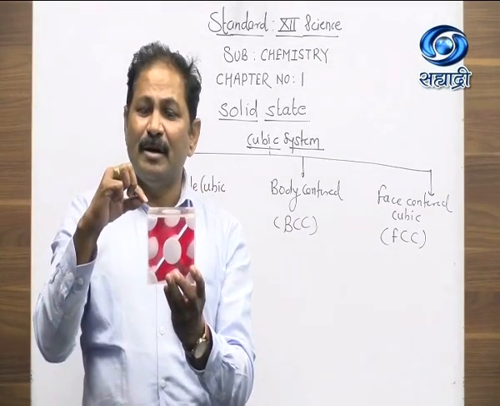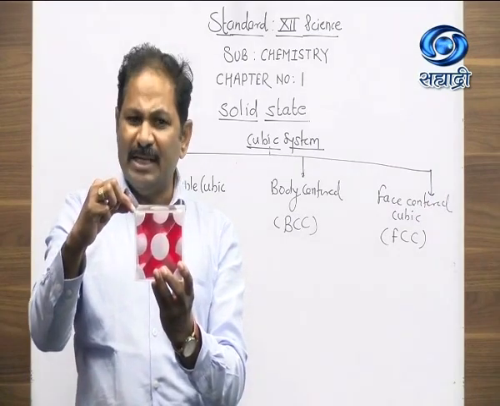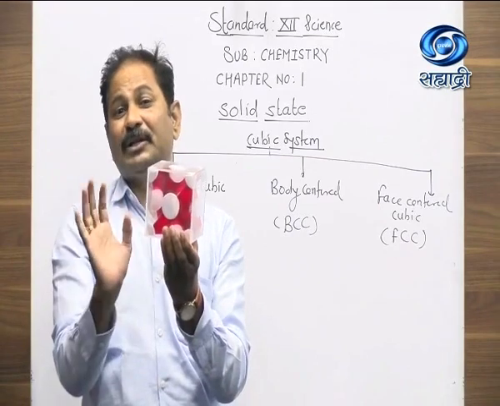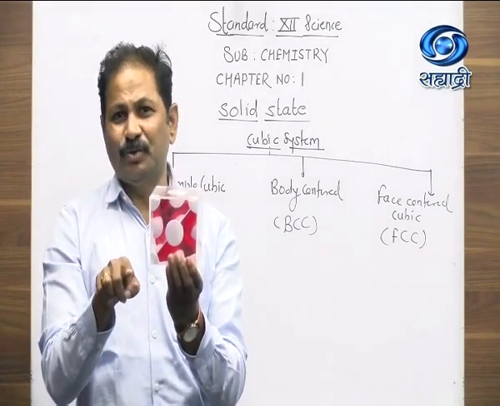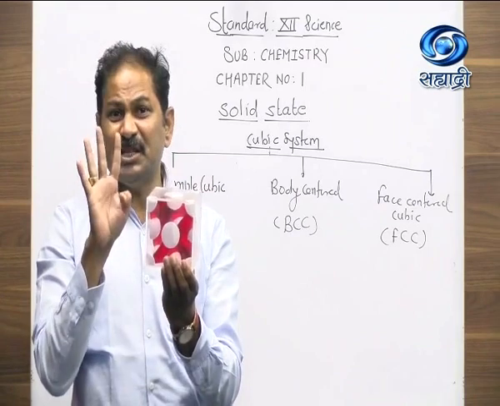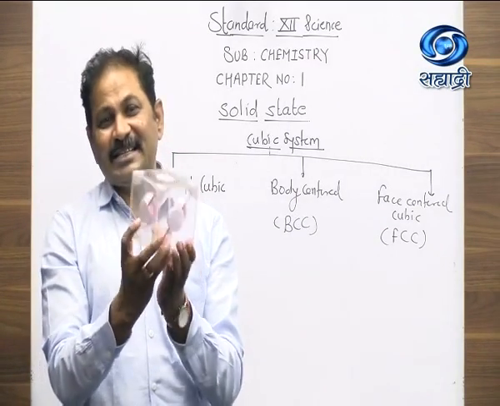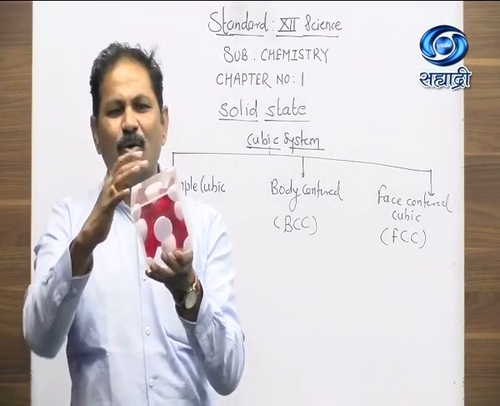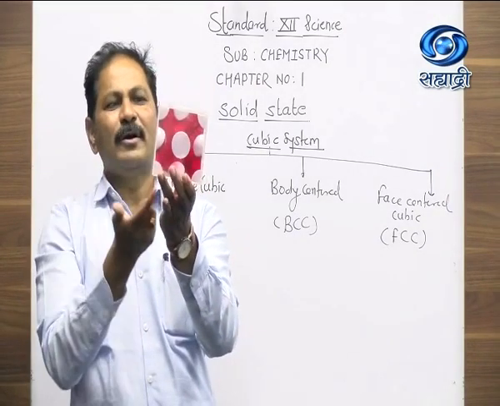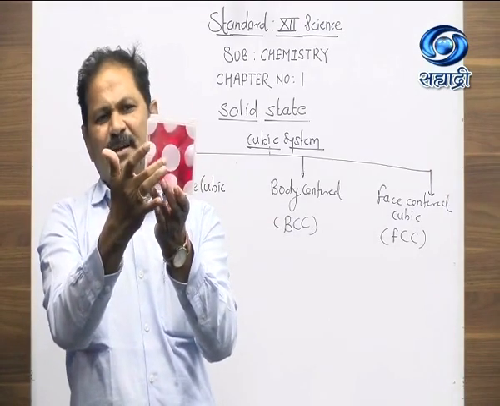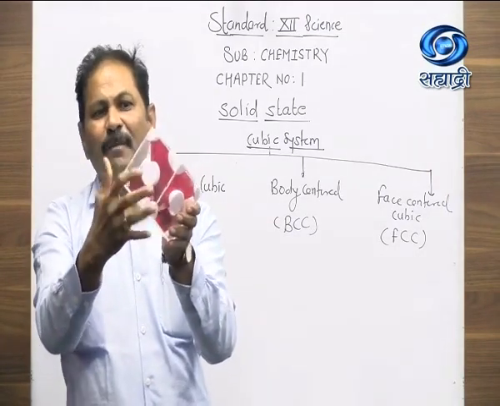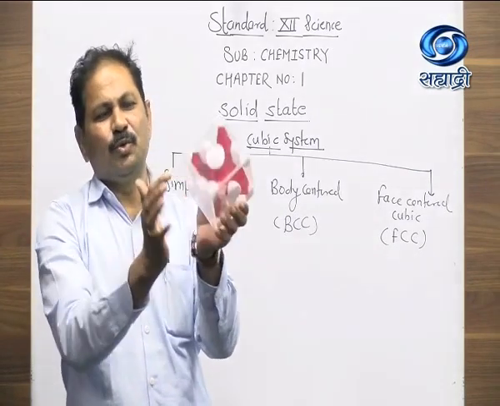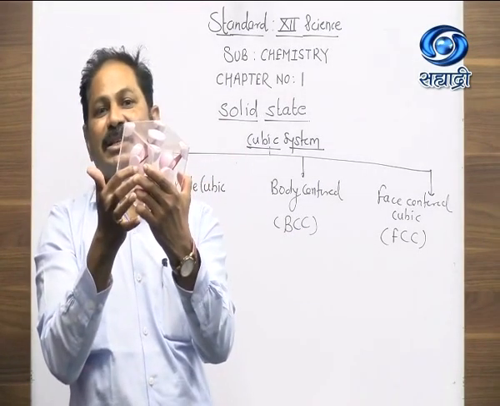Like the simple cubic system, the 8 lattice points are present at the corners of the cube. In addition to that, 6 spheres are present at the centers of the 6 faces of this cube. Correct? 1, 2, 3, 4, 5, 6. Right? At the center of each face, one sphere is there. 1, 2, 3, 4, 5 and 6.